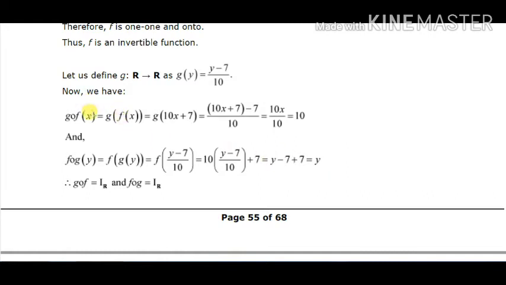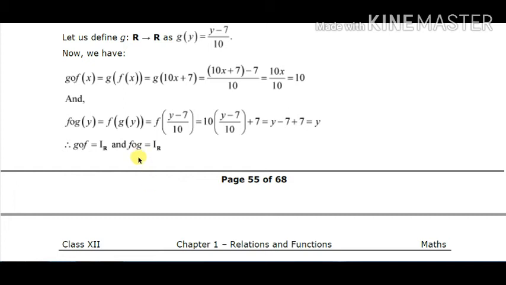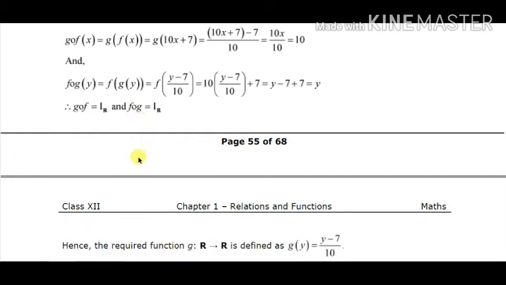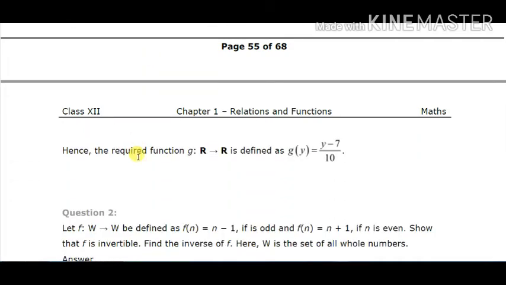Here we have done a mistake. It should be this part, it is x. It is not 10, it is x. So now we have shown that both are identity functions. This is identity function on R and this is also identity function on R. So g is the inverse of f. So g(y) = (y − 7)/10 is the inverse function.